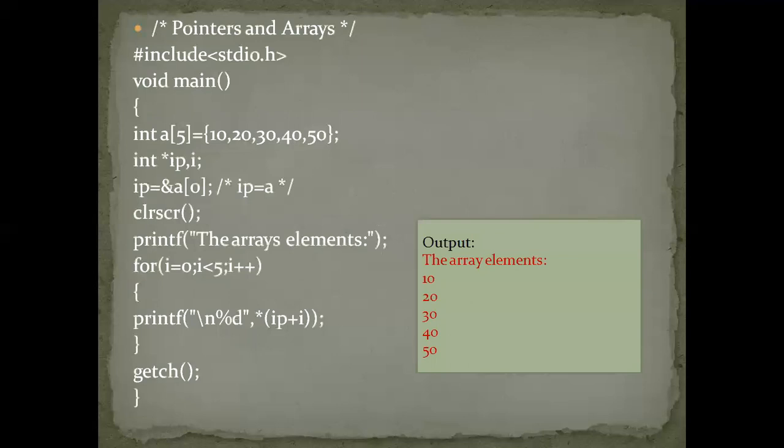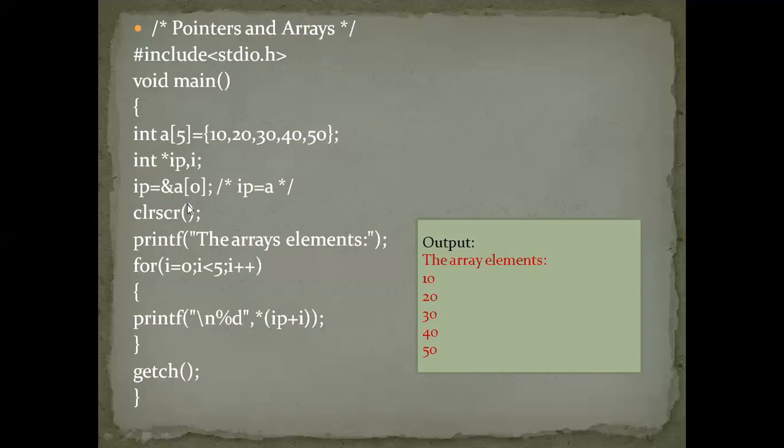This is a simple example of pointers and arrays. This is a header file, main function. Listen, int a of 5. This is an array. How many elements have I entered here? 5 elements, because the array size is 5. I have declared a pointer variable, integer IP, and a normal variable i. So IP contains the first address of the memory location, a of 0. When it contains the address of a of 0, it is supposed to display the element 10.